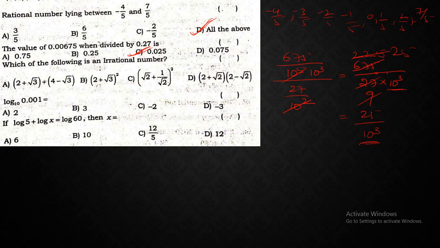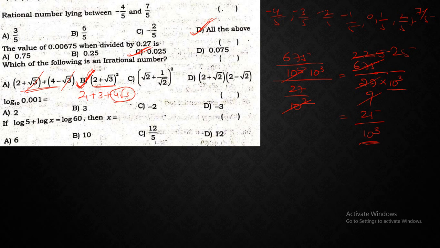Next, which of the following is an irrational number? Clearly here, minus root 2 plus root 3 minus root 3 gets cancelled, so it is a rational number. So this is not possible. Next, 2 plus root 3 whole cube gives me 4 plus 3 plus 4 root 3. So clearly I have 4 root 3, hence it is an irrational number.